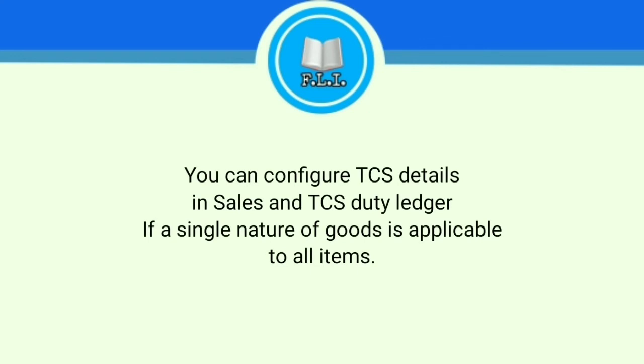If you are dealing with a single nature of goods and have multiple stock items under the single nature, then you can define the TCS details in the TCS sales ledger and tax ledger. The same TCS sales ledger and tax ledger can be used for sale of all items, and tax will be calculated based on the details defined in the respective ledger master.